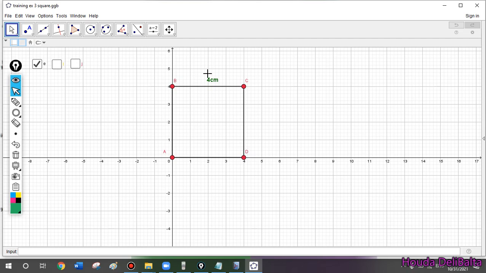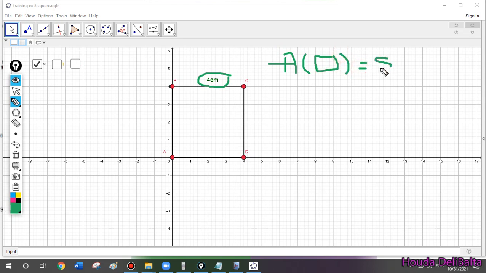Okay? Now, as a revision for the properties of the square, all the sides are equal. All the vertices A, B, C, and D are right angles. Now, if I ask you about the area of that given square, here I'm going to use definitely the side. So the area here for that square is equal to side squared.